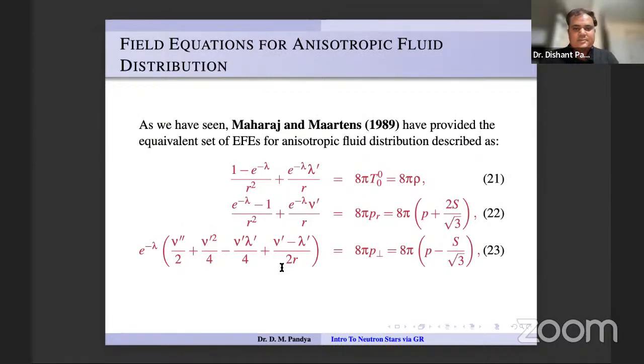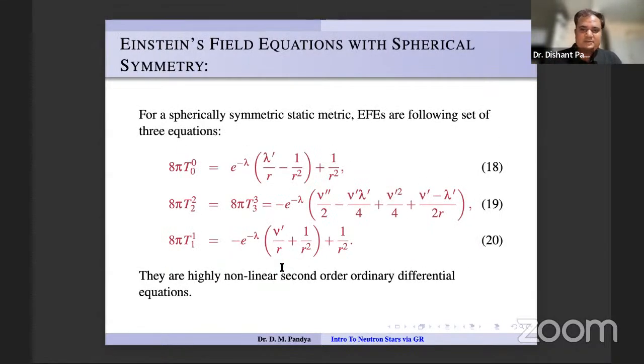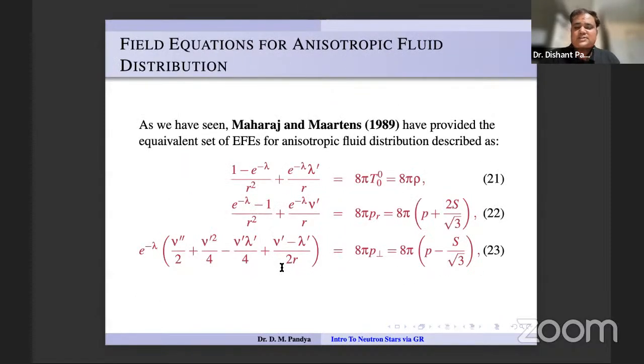Maharaj and Maartens have further simplified these relations and connected them with the actual anisotropic expression. So these are equivalent expressions 21, 22 and 23 to the previous ones. So either you study or solve these 18, 19, 20, or you can solve 21, 22 and 23, which are called Einstein's field equations for anisotropic fluid distributions. For anisotropic fluid distributions, we have these expressions on the right hand side, and on the left hand side we have these standard expressions.